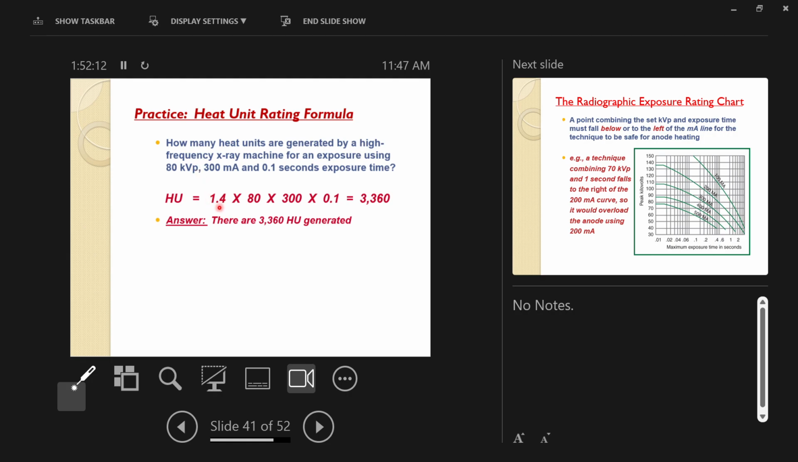So you plug the numbers in. It's high frequency, so you multiply everything by 1.4. So 1.4 times 80 kV times 300 times 0.1, and we come out with 3,360 heat units produced for our exposure. So now we've made 3,360 heat units, and we can refer to our cooling chart to see, from having produced that many heat units, how long we have to let the equipment cool down before I can make the next exposure. Or can I just make the next exposure right away? Have I not exceeded any maximum?